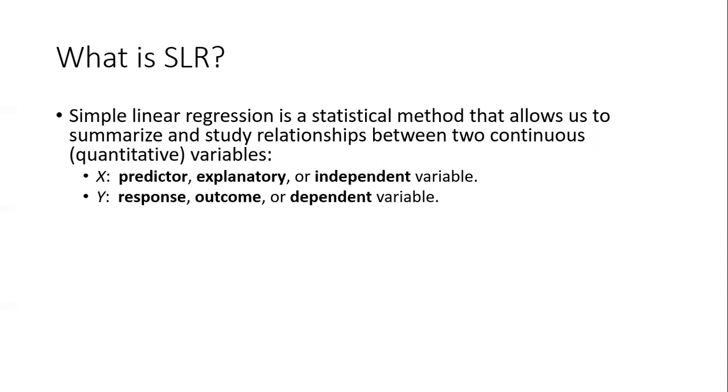So simple linear regression, which we abbreviate as SLR, is a statistical method that allows us to summarize and study the relationships between two continuous, especially quantitative, variables, X and Y. Okay? There are several names used for X and Y. X is the predictor or explanatory variable, or most of the time we will use the independent variable. Y, on the other hand, is the response or outcome, or the dependent variable.